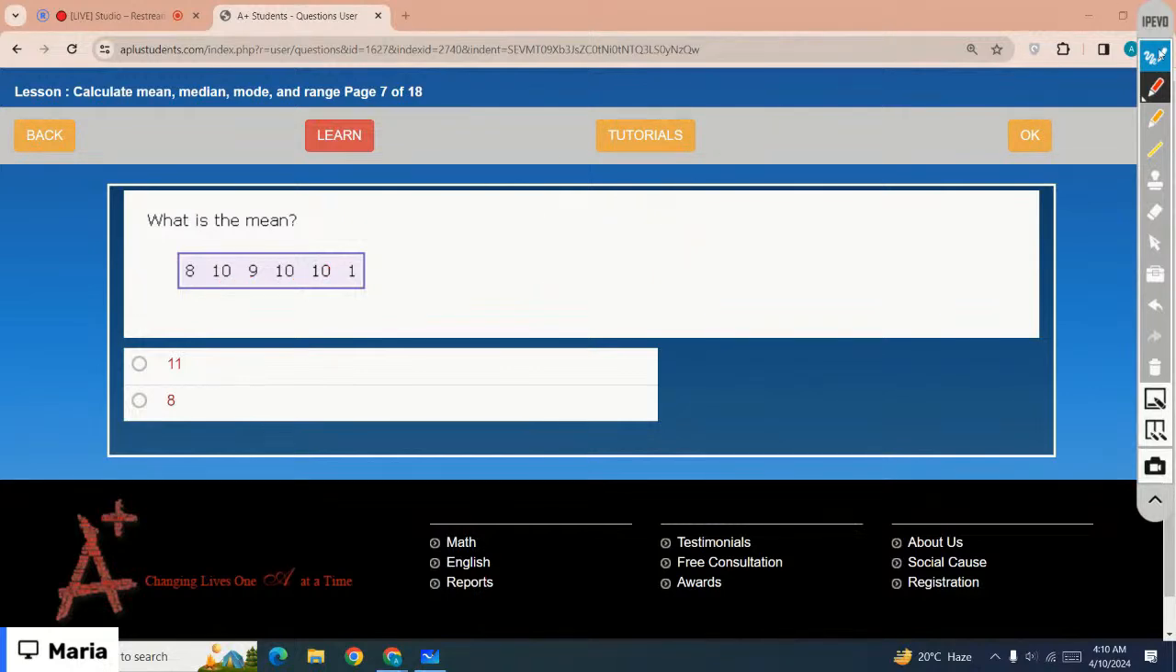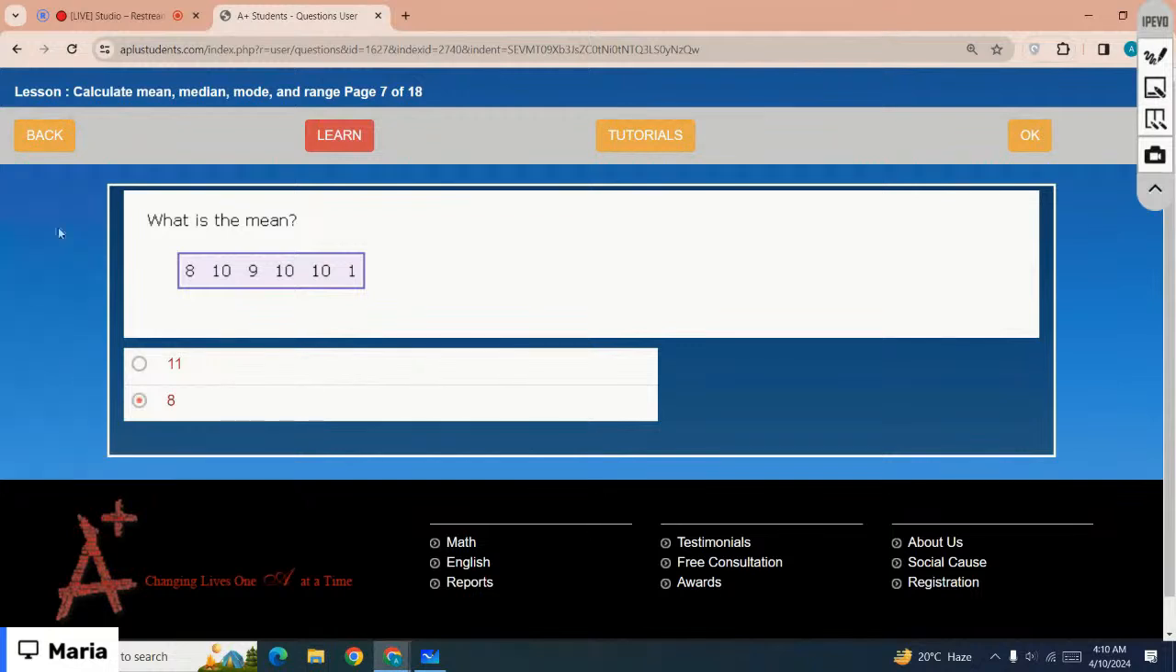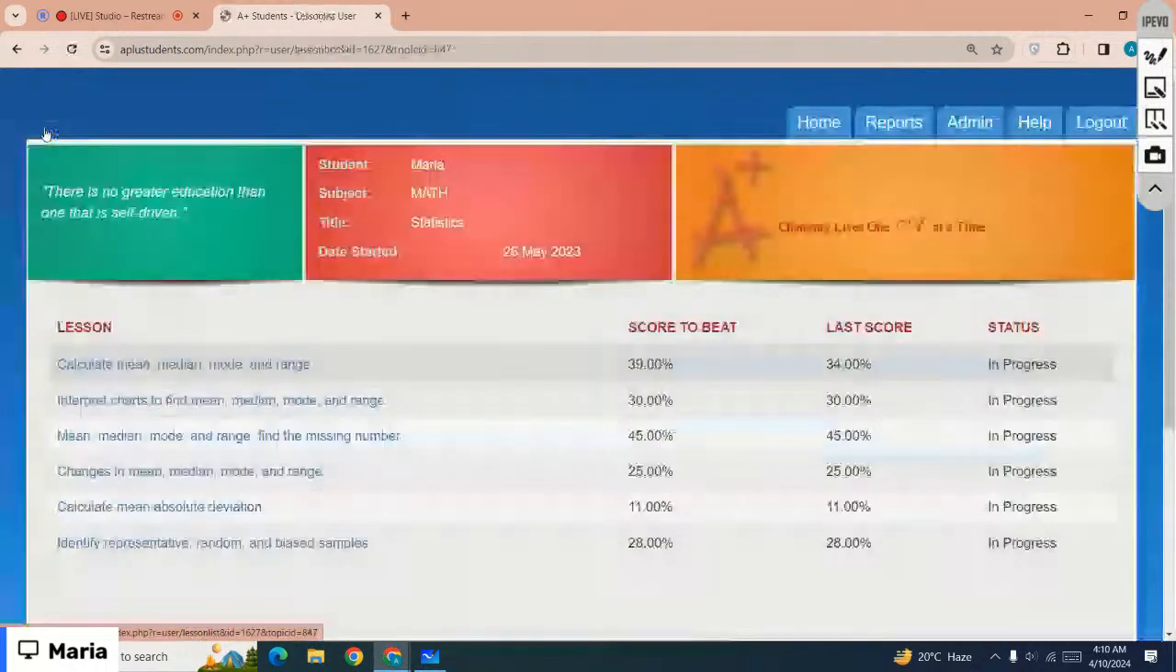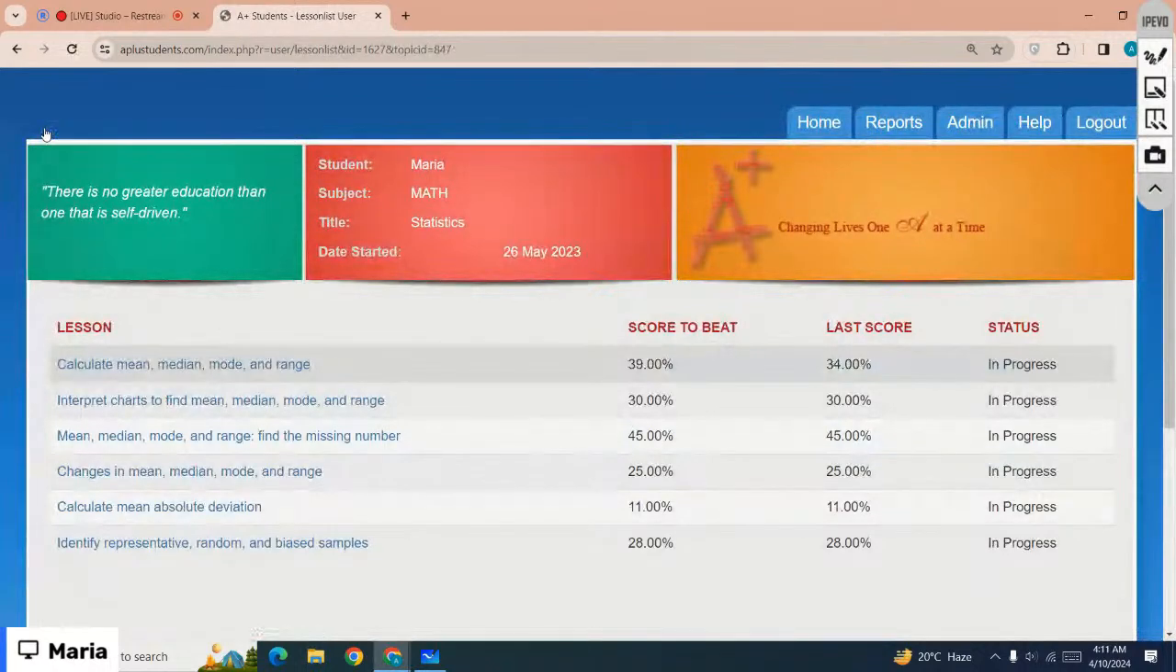Okay, you can complete the lesson by yourself later today. Let me just move on to the next lesson, and the next lesson is interpret charts for mean, median, mode, and range, right? So let's just start with the next lesson.